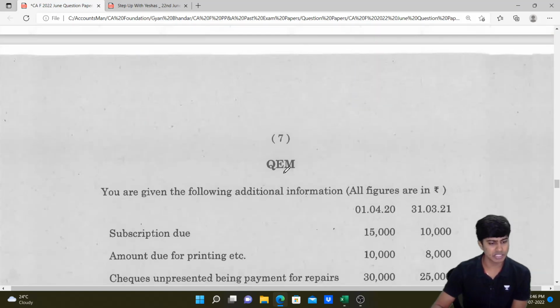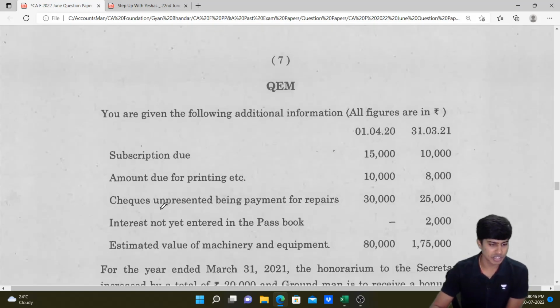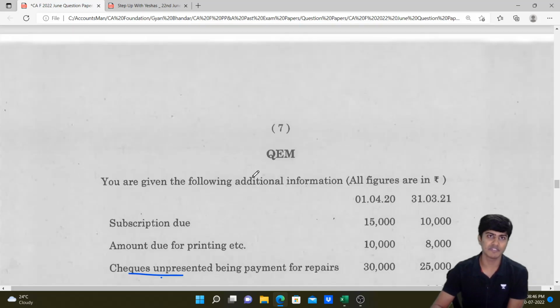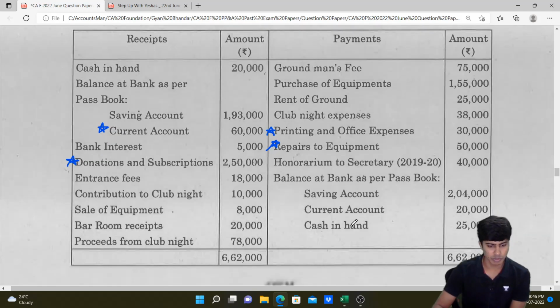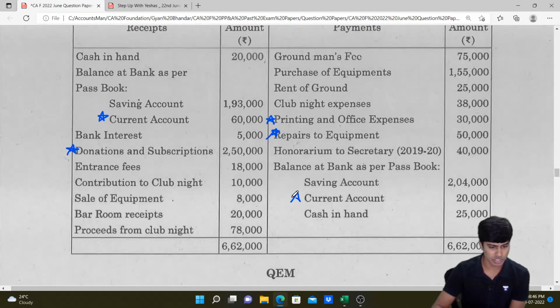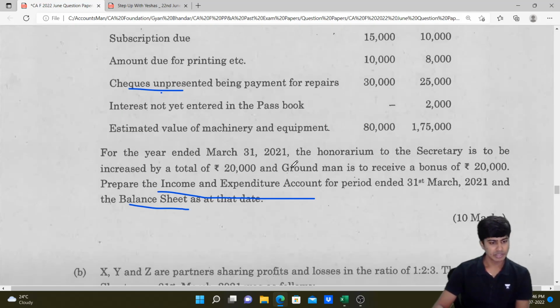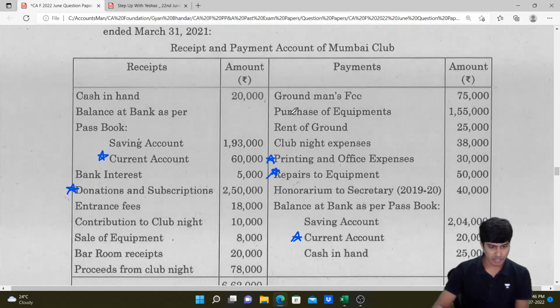And it says unpresented checks. So it will affect our bank balance also. So the bank current account balance is there. That also we'll do some small working note. This balance would change if we do reconciliation. It will not be 20 and 60 any longer. We'll have a revised balance there. Then we have interest not yet entered in passbook. So this would again affect our interest. The receipt side has bank interest. Yeah, this would also get changed.